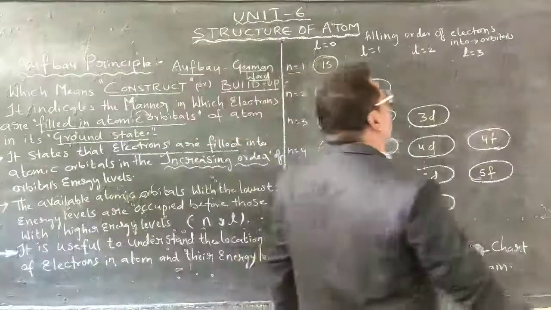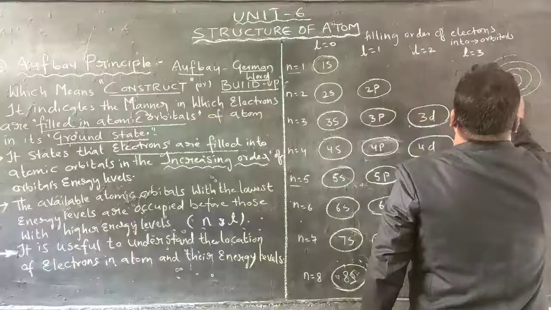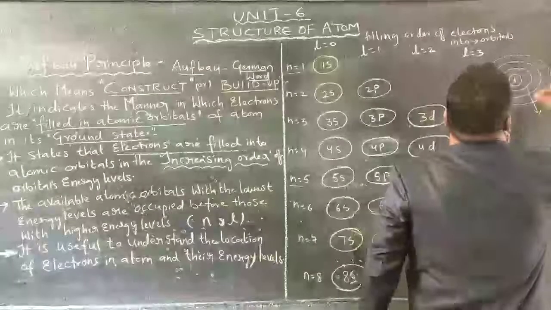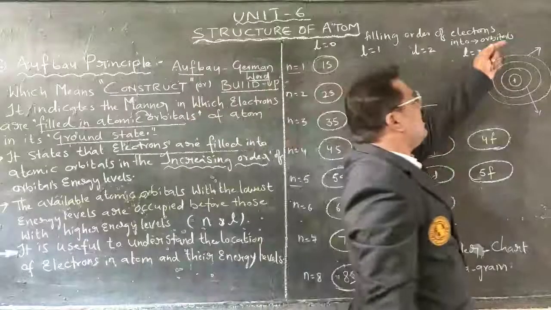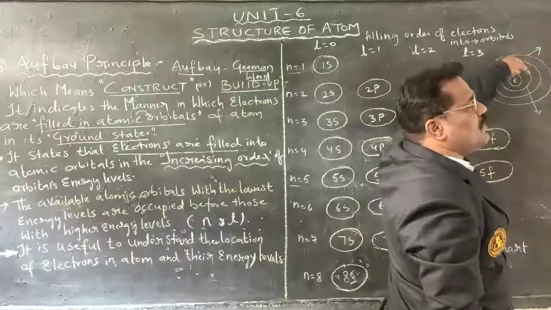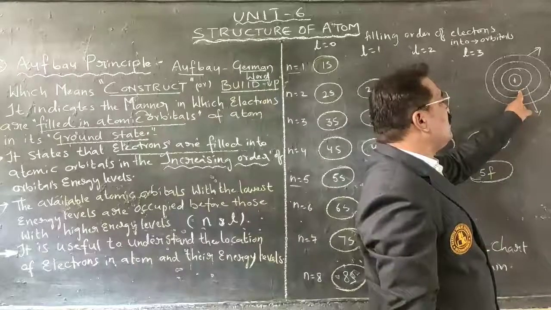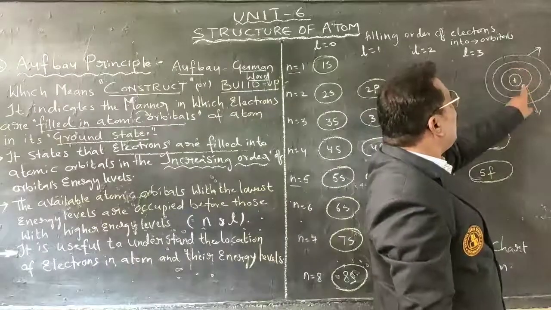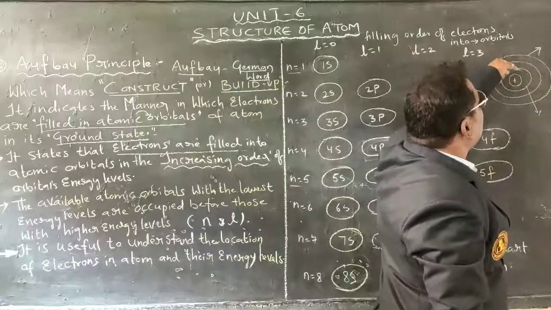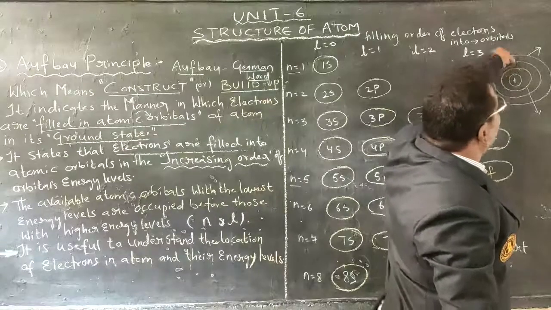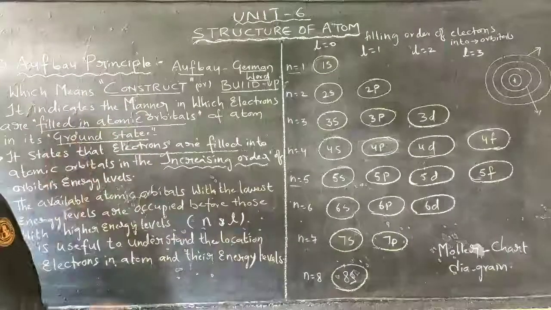We have already seen clearly in the Bohr atomic model that the orbital which is near to the nucleus will have low energy. The orbital which is far from the nucleus will have high energy. As it moves away from the nucleus, the energy within the orbital gradually increases. Therefore, the orbital near the nucleus has low energy, and the outermost orbital has higher energy. That particular point we can understand.